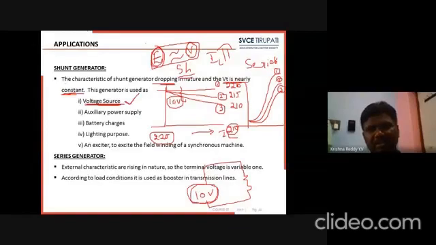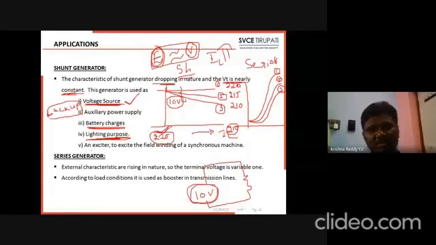Auxiliary power supply means a backup supply. It can be used as a backup supply because the voltage change from no load to full load is very small. Next, we can use it for battery charging and also for lighting purposes. It constantly gives constant voltage from no load to full load, and that's why it is used for lighting.